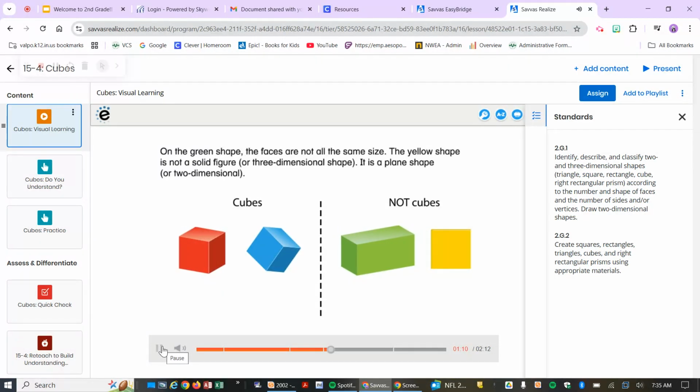On the green shape, the faces are not all the same size. The yellow shape is not a solid figure or three-dimensional shape. It is a plane shape or two-dimensional.